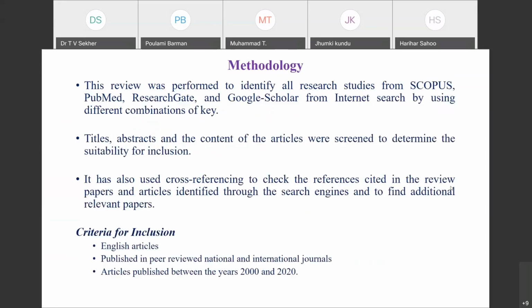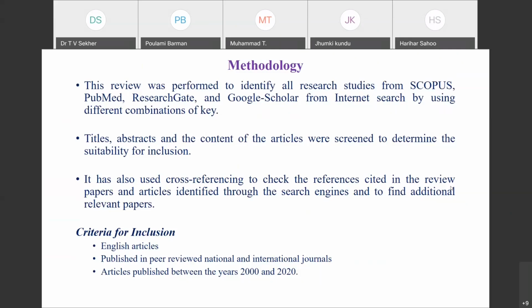So in the thematic review, a search strategy was adopted to find comprehensive literature on health issues, healthcare utilization, and expenditures among the elderly in India. The review was performed to identify all research studies from Scopus, PubMed, ResearchGate, Google Scholar, and from internet search. Various combinations of keywords and synonyms of closely related words were used to identify the potential articles and references in the study.